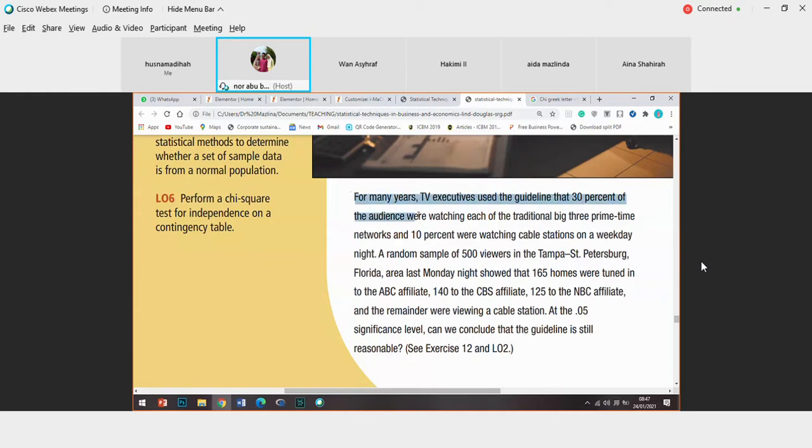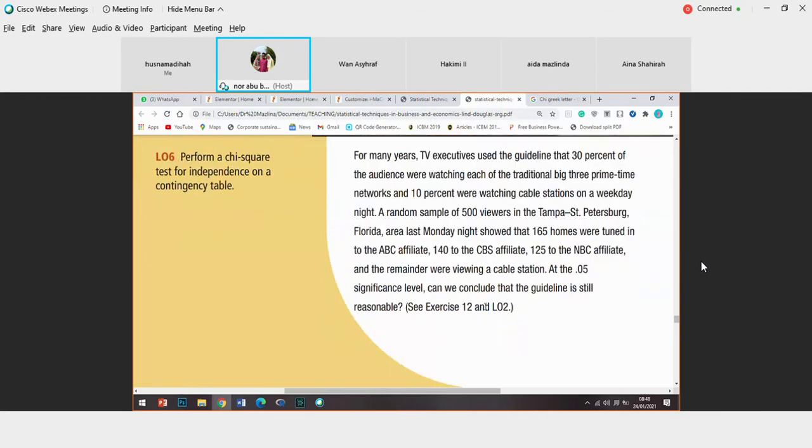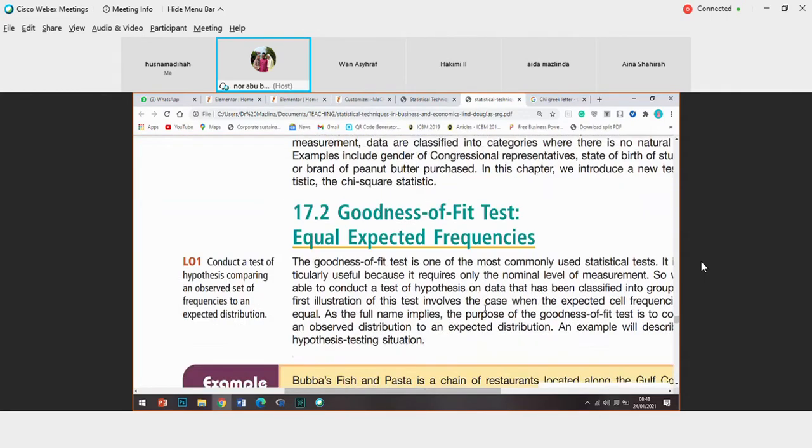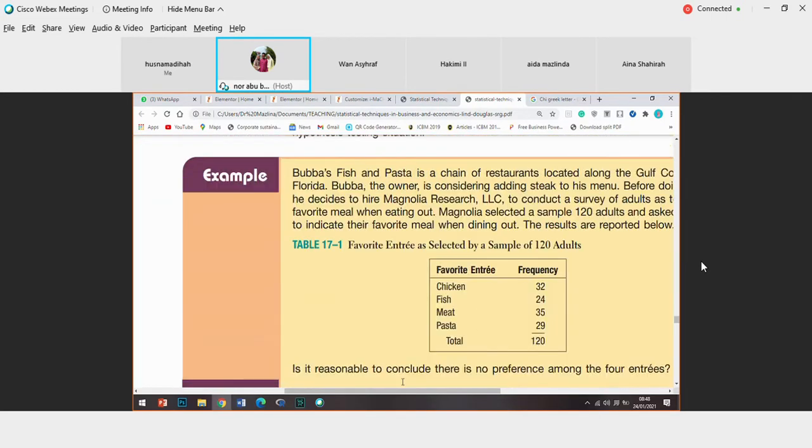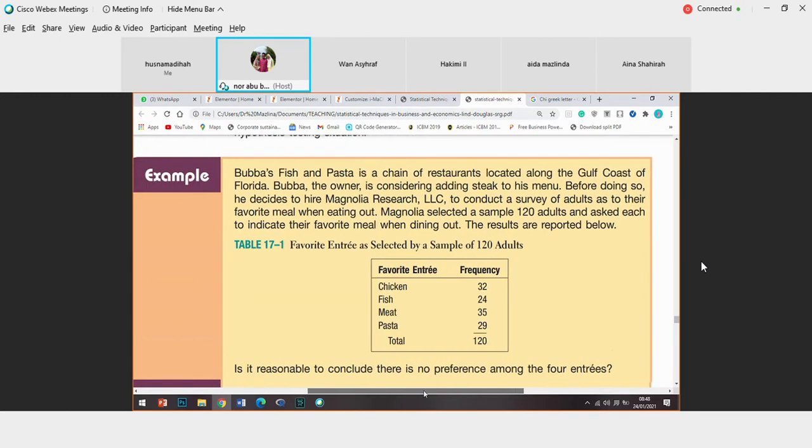Okay, so dia nak tengok sama ada is it still 30% and 10%. Okay, jadi this is to confirm our belief. Okay, let's have a look at another example here.